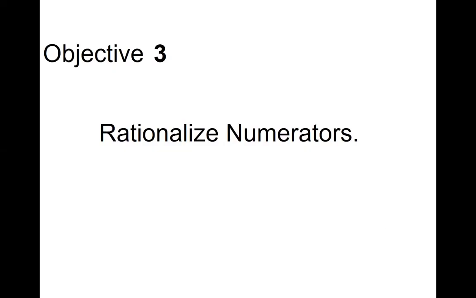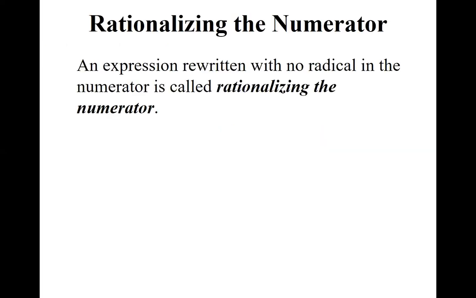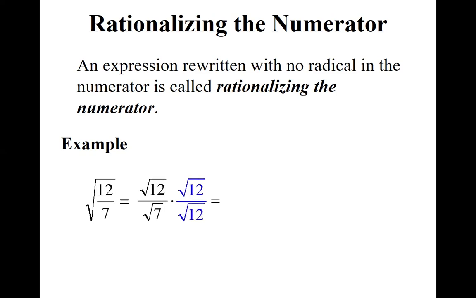The third objective in this topic, rationalize numerators. The things we just did to get rid of the square root in the denominator, we can do the same things to get rid of the square root in the numerator. So for example, if we have radical 12/7, that's radical 12 over radical 7. And to get rid of the radical on top, we would multiply by radical 12 over radical 12, of course.